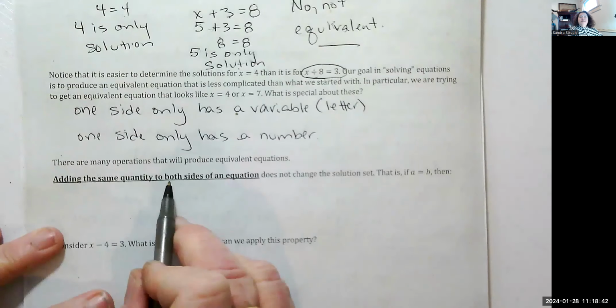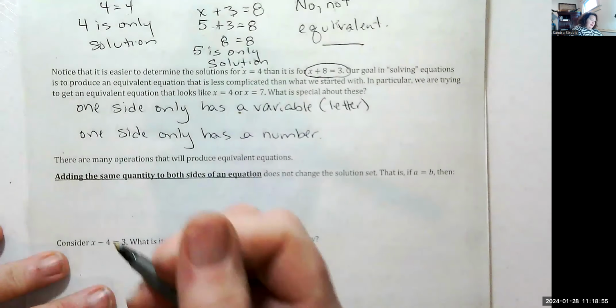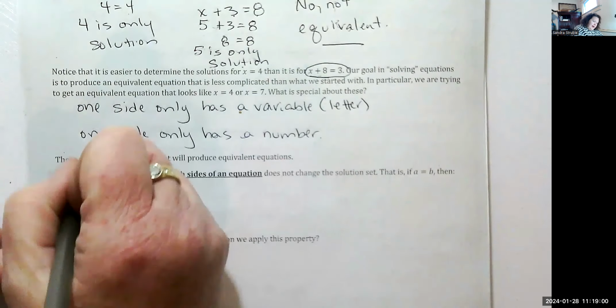All right. There are many operations that will produce equivalent equations. Adding the same quantity to both sides of an equation does not change the solution set. So if A is equal to B, then adding C to both sides produces an equivalent equation.